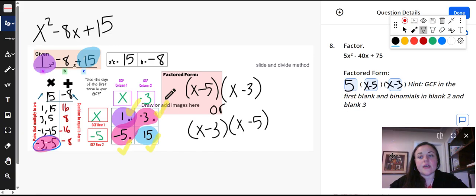Always take the GCF out first. So if you see a GCF, pull it out first and then factor what's left.